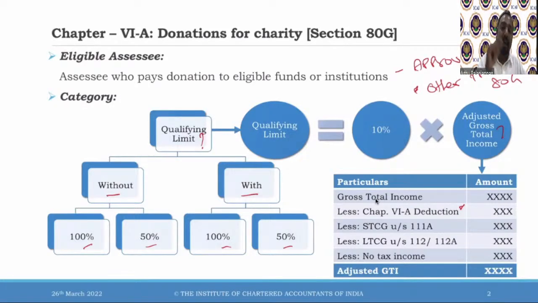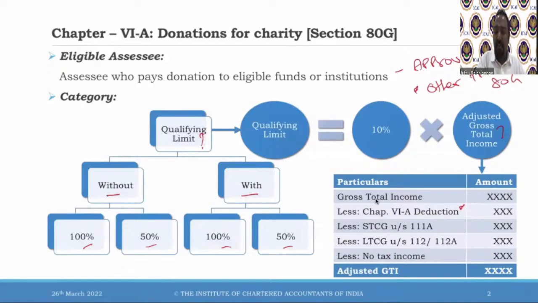Now the next category is short-term capital gain under section 111A, which means you remove that also for calculating this purpose. Then long-term capital gain under section 112 or 112A. And finally, no tax income, that is an income in which there is no tax at all. If it is eligible for complete exemption, that is 100% of the income is considered not taxable, basically an income in which there is no tax. If there is such income, that also needs to be ignored.